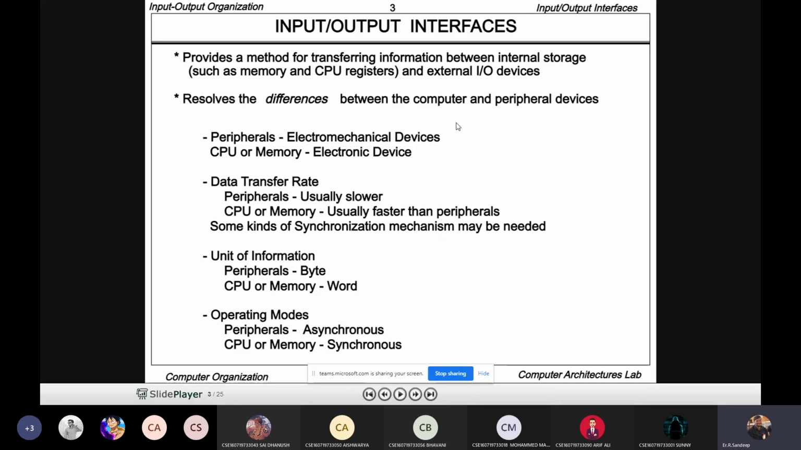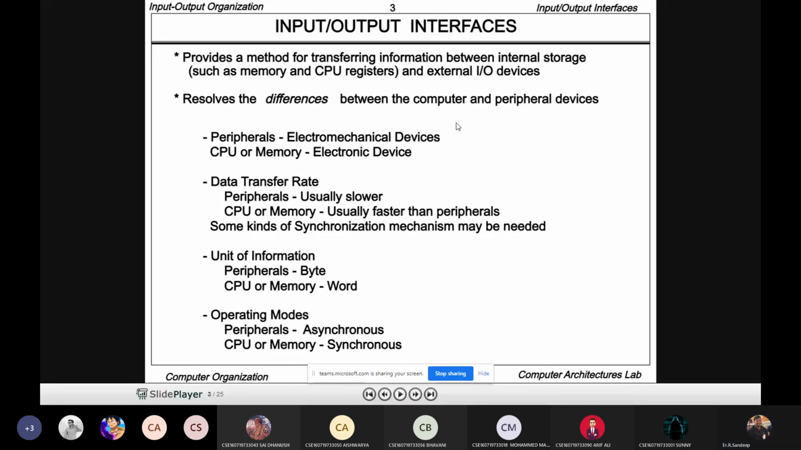And next one, the unit of information, in what format we are going to send the data. If you are talking about the peripherals, either keyboard or mouse or monitor or printer or plotter or speaker, the information which we are sending is in the form of bytes, kbps, mbps. Like that we will tell when we are measuring the data transmission rate. So the peripherals make use of the byte as a unit, and the CPU makes use of the word. If you combine all the bytes together, then we call it a word.